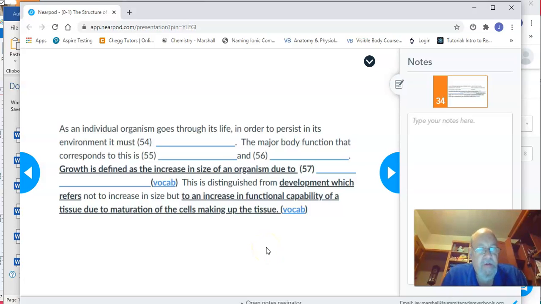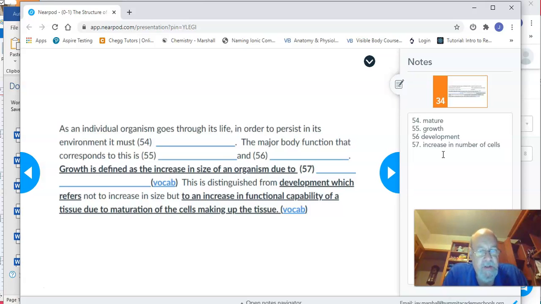So, as individual organisms go through life, in order to persist, it must mature. Okay? And the major body function that accomplishes this is growth and development. Okay? It's not growth or development. They're not the same thing. Growth and development. Okay? Growth is defined as an increase of an organism due to an increase in number of cells. That's all growth is. I'm increasing the number of cells.